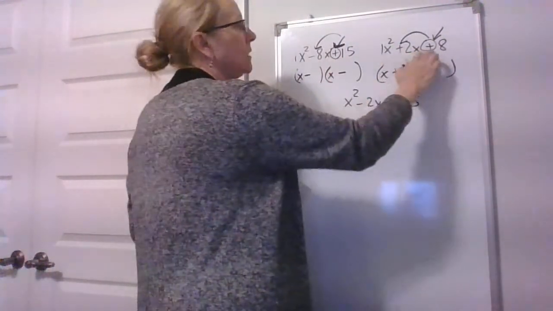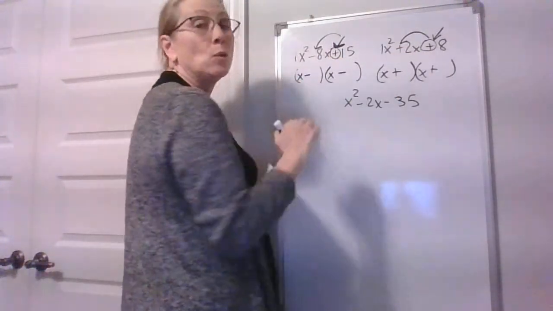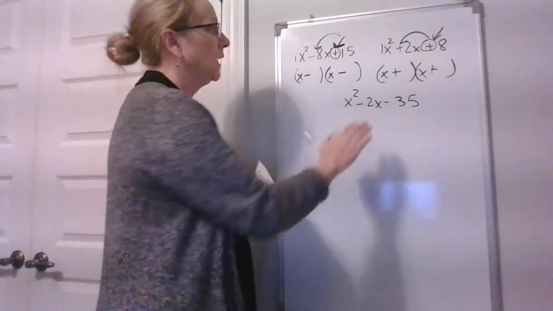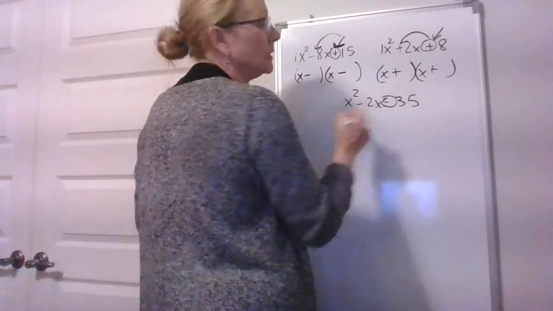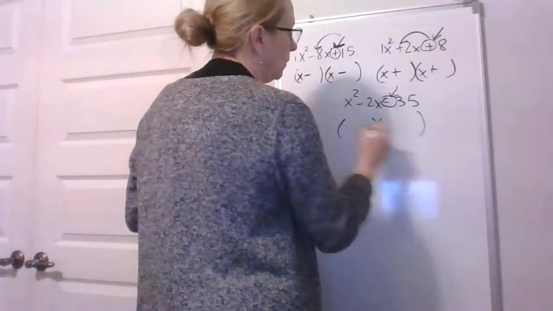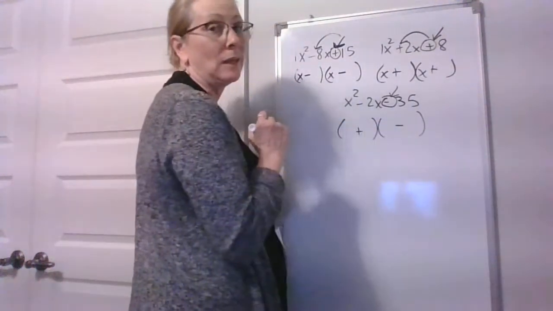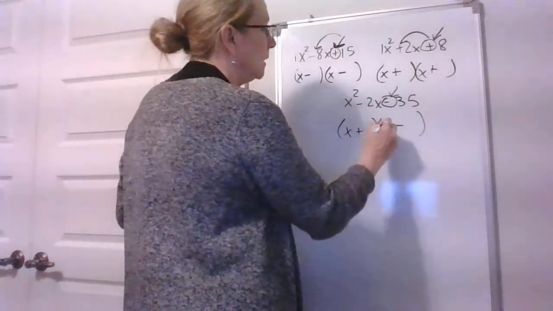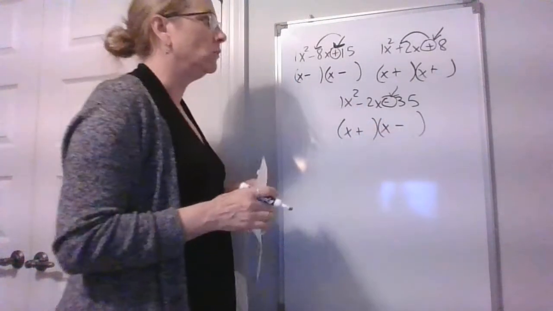So notice both of these have the same signs, but it's the middle one that tells me whether it's positive or whether it's negative. Now here, this one is negative. So this one tells me the signs are going to be different. One's going to be positive, one's going to be negative in order to combine to make a -2. Still x and x because coefficient of 1.